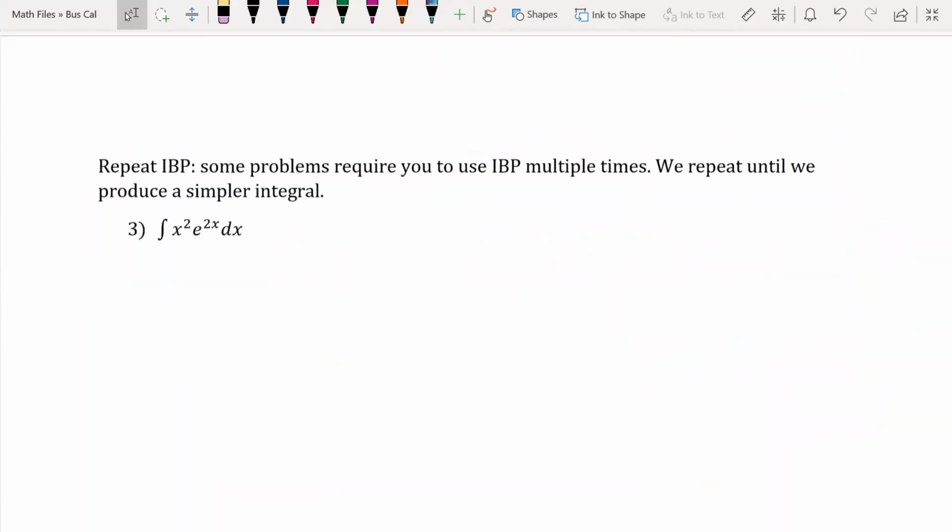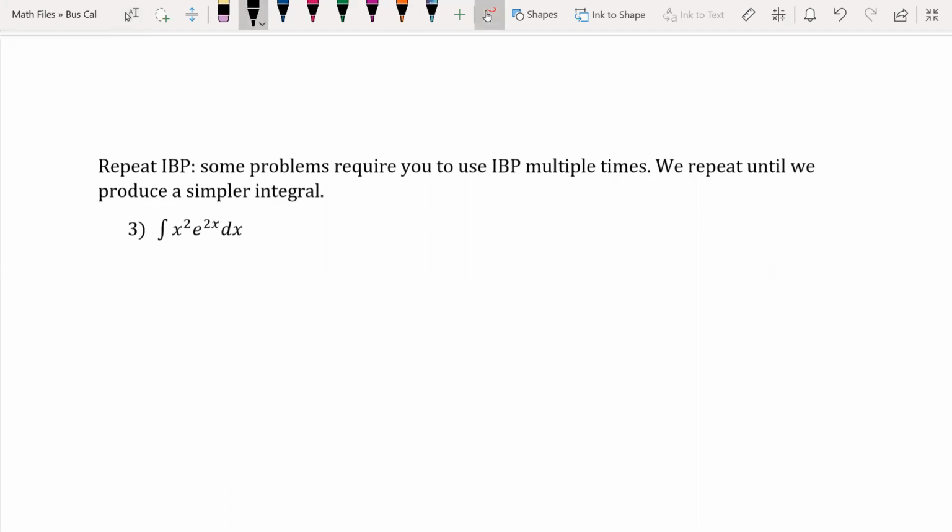Last one ever for this class. Last problem. So here on this problem, some problems require you to use integration by parts multiple times. We repeat until we produce a simpler integral. Okay, well, this is one of the tips, right?